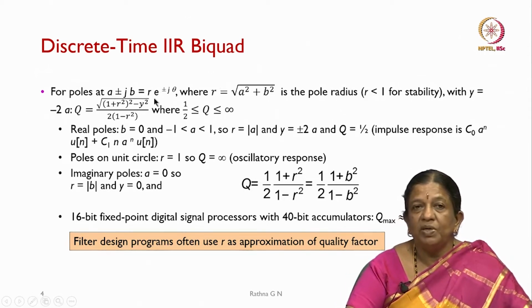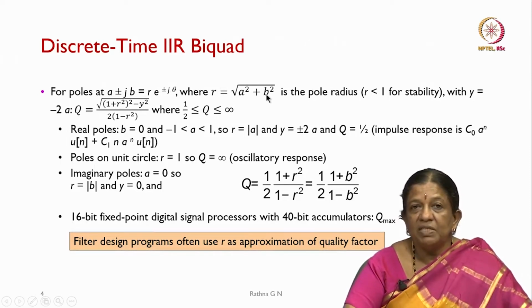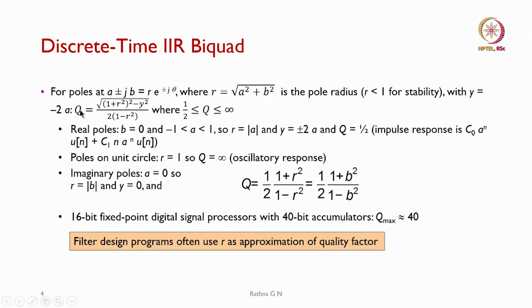Coming to the discrete part, we represent A plus or minus jB as R e to the power j theta, where R is the square root of A squared plus B squared, the pole radius. Because the poles are within the unit circle, we assume R is less than 1 for stability, with Y equal to minus 2A. Then the quality factor Q is given by the square root of 1 plus R squared to the power of squared minus Y squared, divided by 2 into 1 minus R squared, where we assume half is less than or equal to Q, which is less than or equal to infinity.